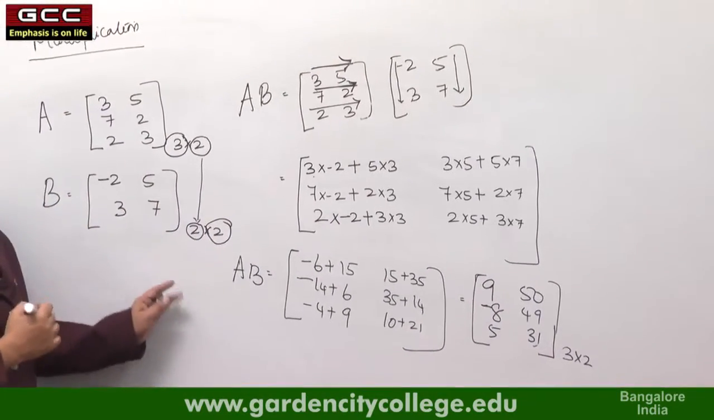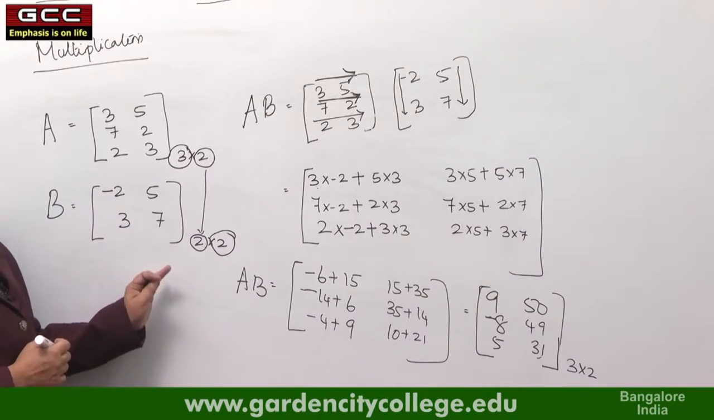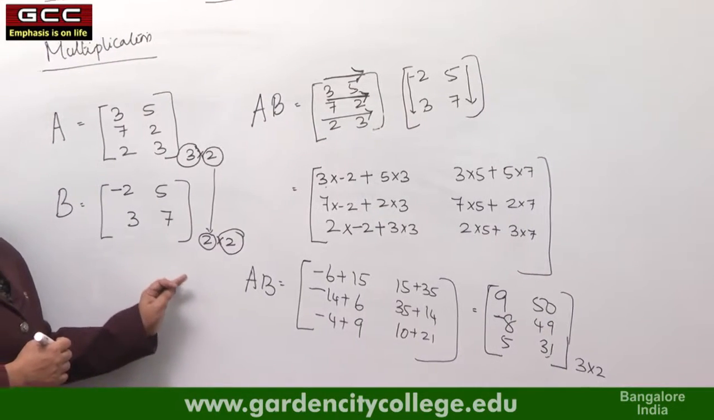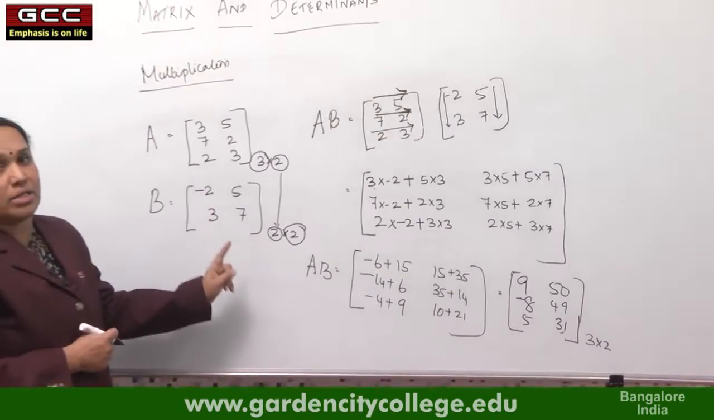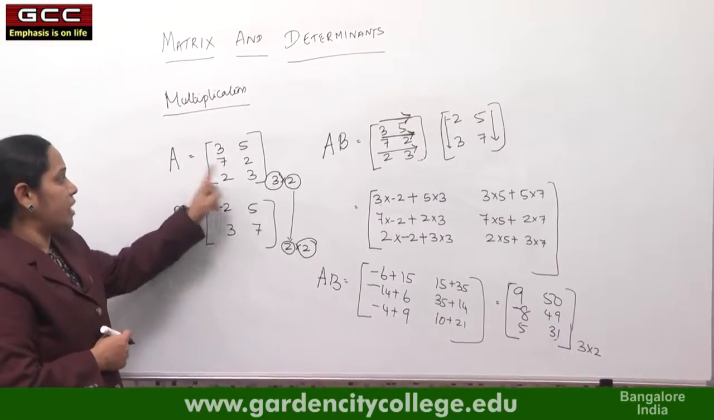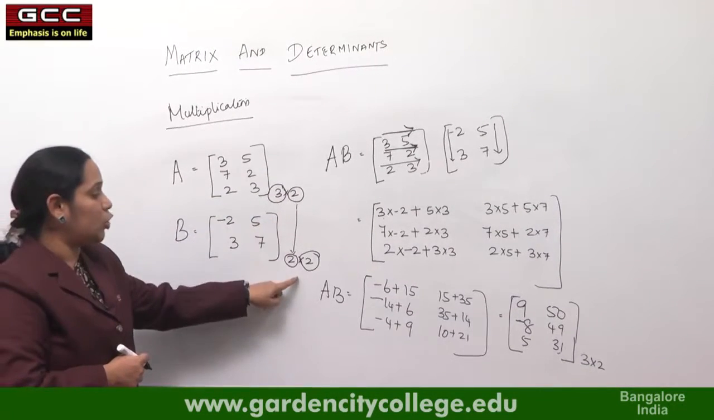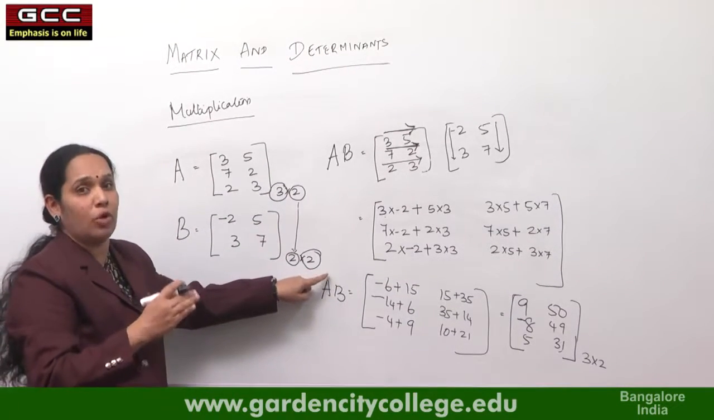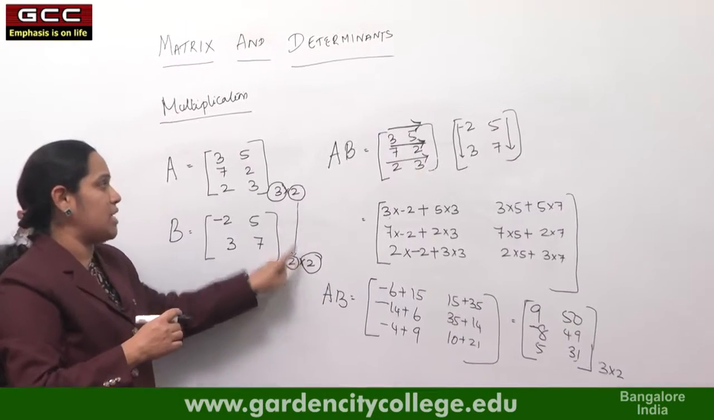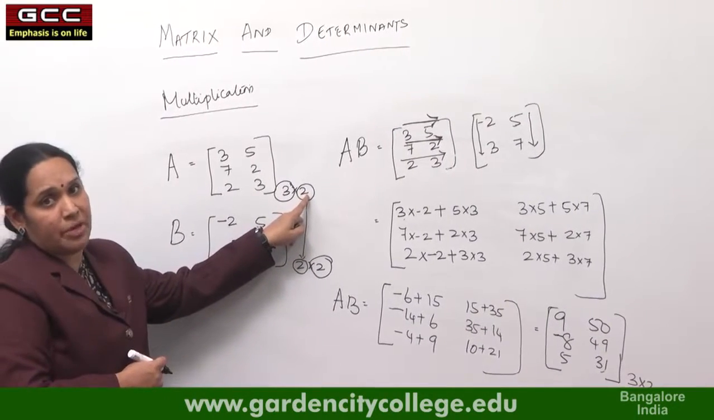So, the condition for matrix multiplication is quite different. It is not like addition and subtraction. To multiply two matrices A and B, if the first matrix is of order 3 by 2, the second matrix should be of order 2 by n, that is, any number of columns, but the rows should be the same as the number of columns of the first matrix.